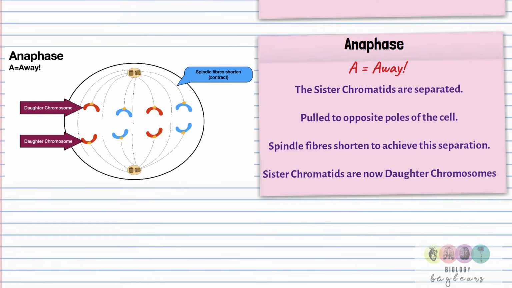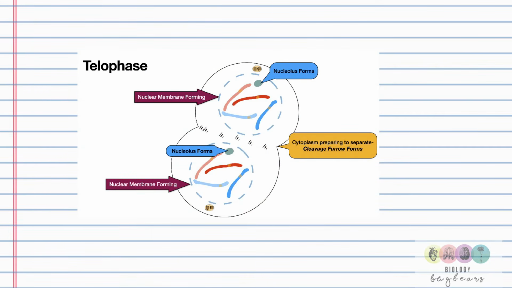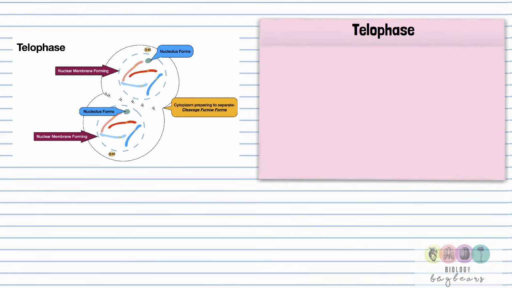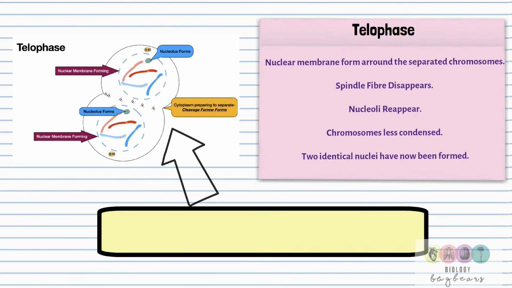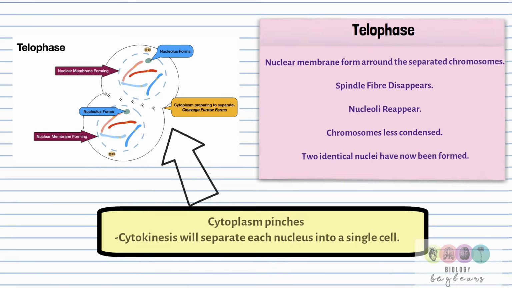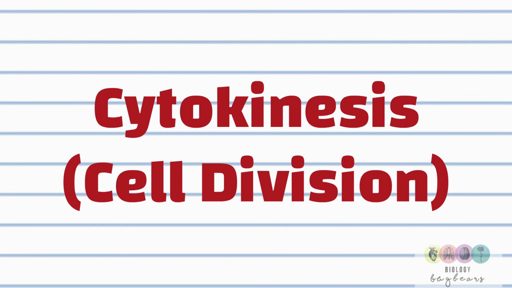Telophase is the final stage of mitosis, and you can see that nuclear membranes form around those separated chromosomes, those 2 sets. The spindle fibres disappear, the nucleoli reappear, the chromosomes are less condensed, and effectively you've 2 identical nuclei now formed, and the cytoplasm pinches in readiness for cytokinesis. Cytokinesis is cell division, where those nuclei get split into their own separate cells.